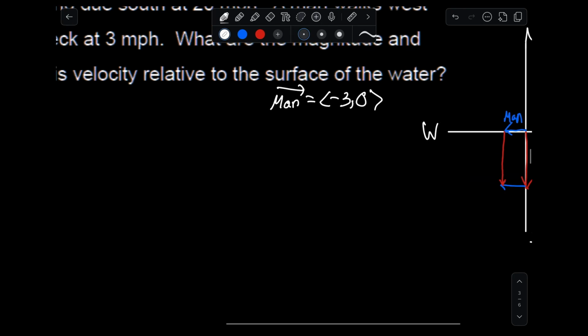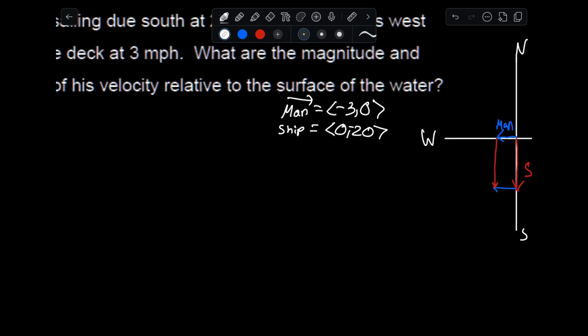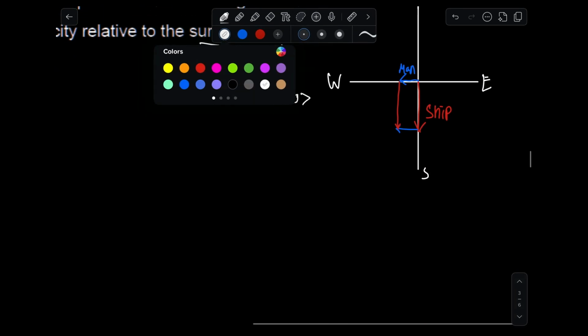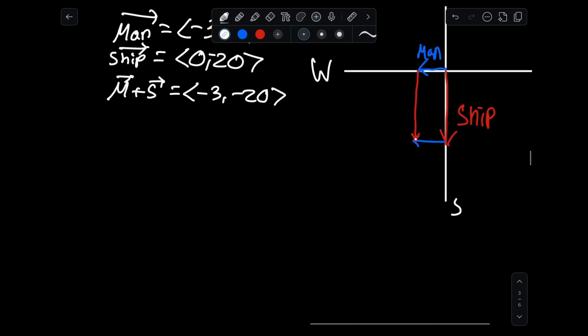The ship is going 20 miles per hour south. So like that. We add up these two vectors, we would get M plus S equal to negative 3, negative 20. And as you can see, that's where we end up right here. We can draw this out. And then we want to figure out the resultant angle from here.